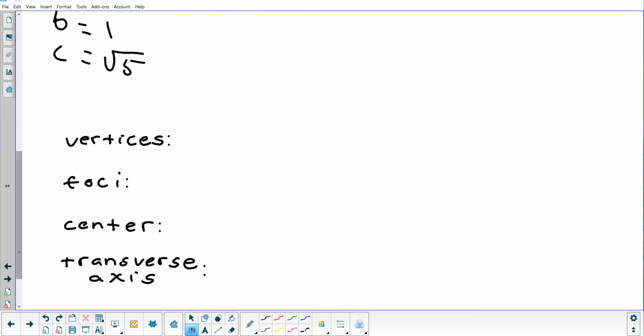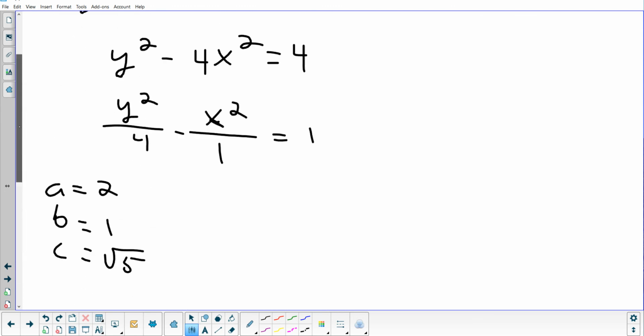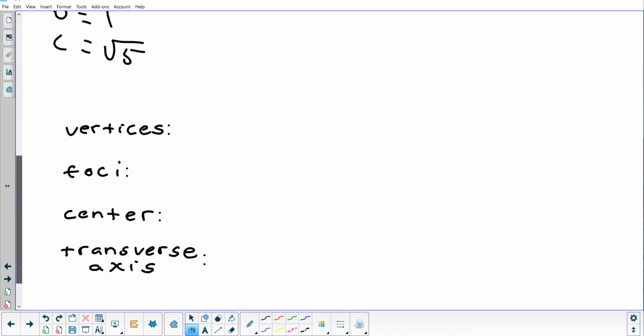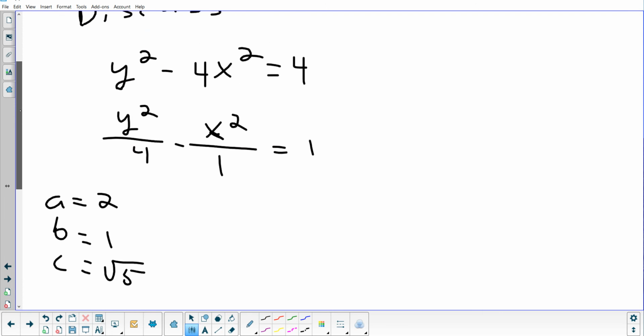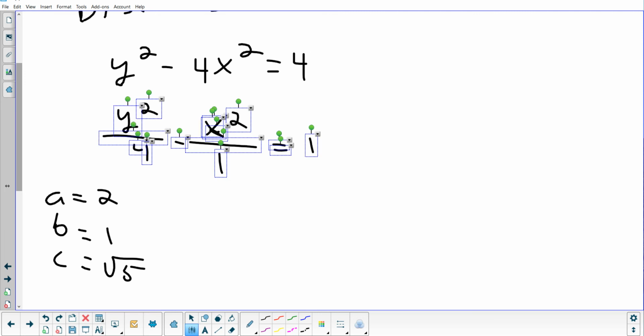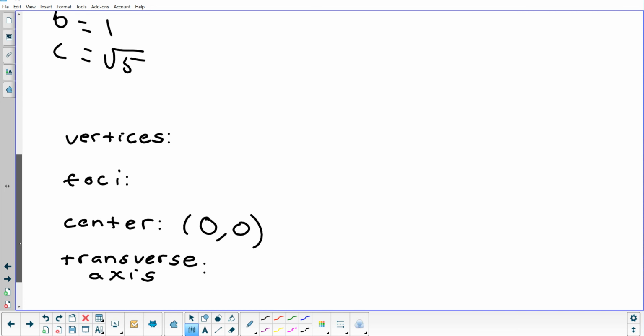Okay, center. 0, 0. Yep, you'll know because this numerator is going to look a little more complicated when it's not 0, 0. Transverse axis goes which way? Vertical. No, not because the bigger number is under it. Because the y is first. Because the y is positive. It doesn't matter where the bigger number is. It has nothing to do with anything today. The y is first, so it's the positive. So it's vertical.